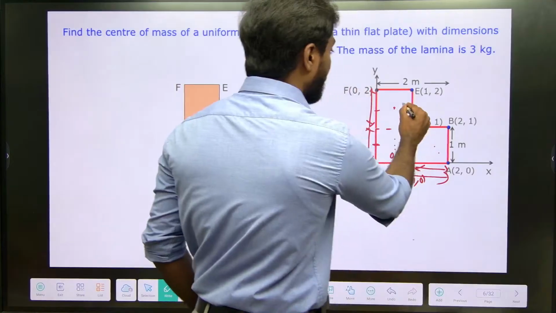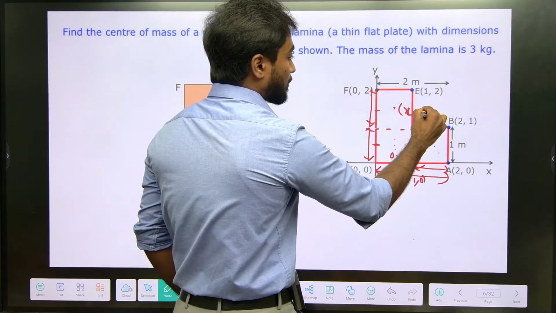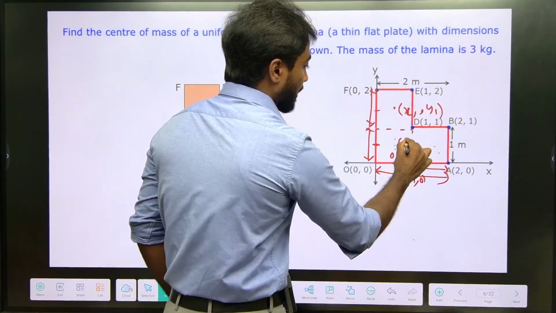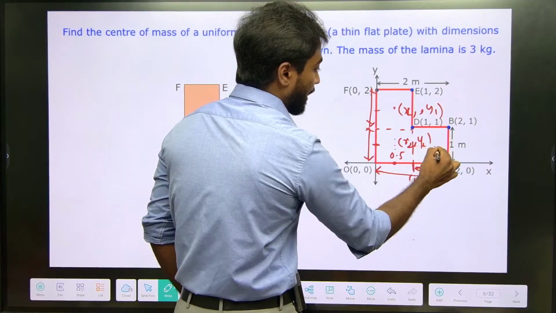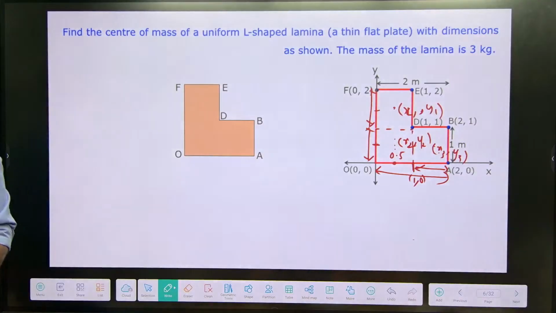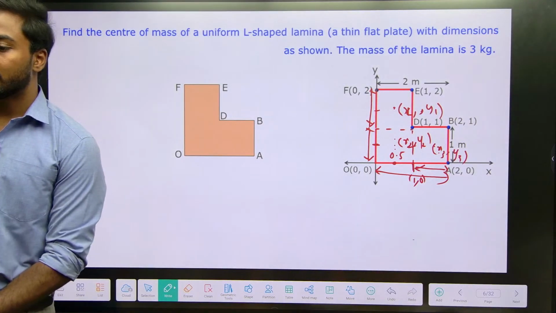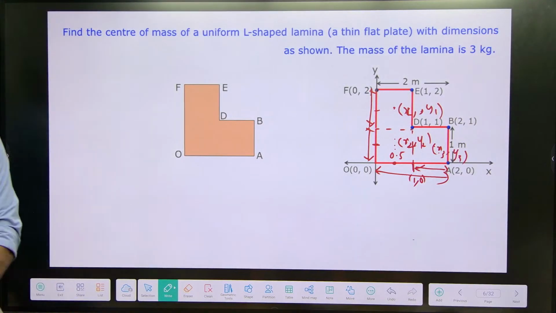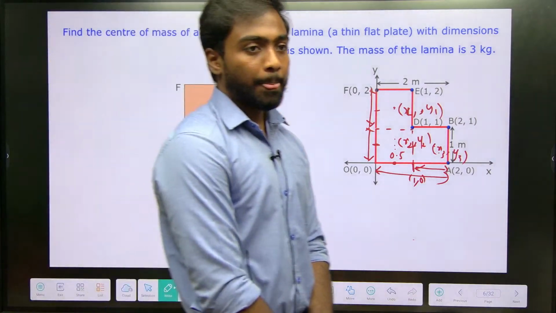So you will get x1 comma y1, x2 comma y2 and x3 comma y3. So 3 masses, 3 coordinates. This is the hint for this question. Once you have written this question, we can go for the next topic.